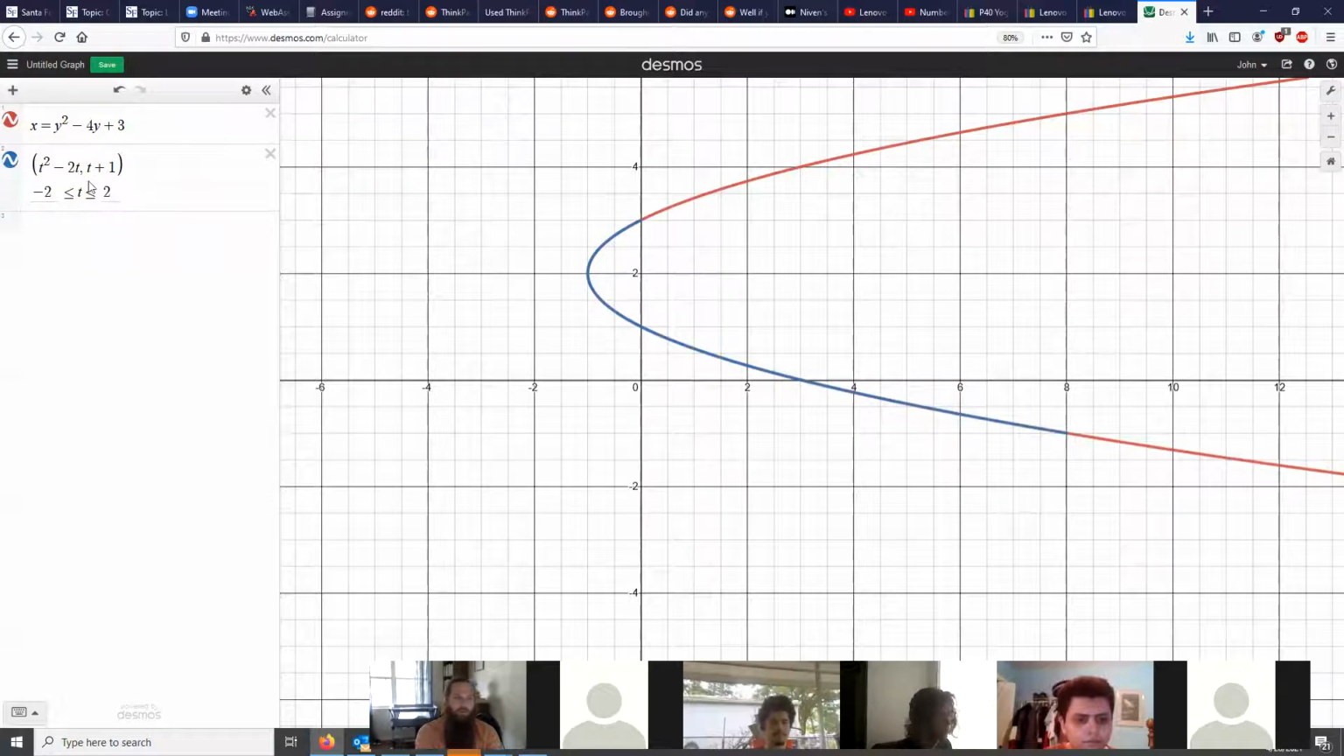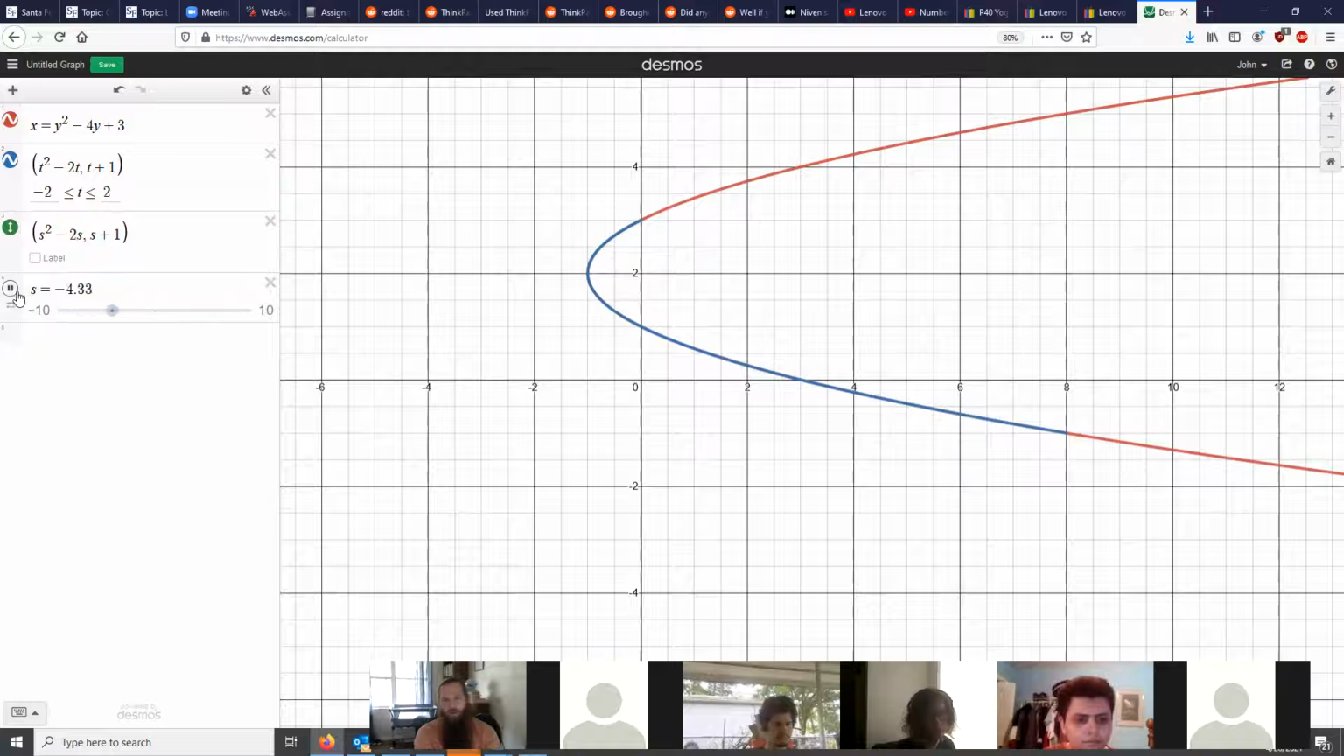So to graph a set of parametric equations or a parametric curve in Desmos, enter them as ordered pairs. Parentheses, the x equation, comma, the y equation. And then Desmos is smart enough that it'll ask you for your time interval. I could give this in terms of another parameter, s, and then ask for a slider. And then you can watch a point move along this curve.